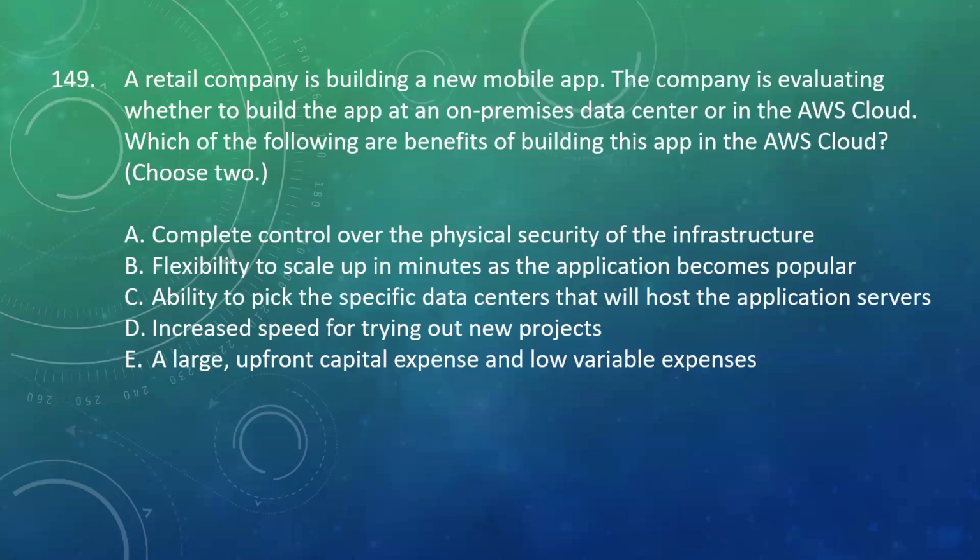Now we already have the two right options, which are option B and option D, but let's look at option E, why this is not correct. A large upfront capital expense and low variable expense. This is the classic definition of capital expenditure. But here in cloud, remember my statement, we make a move from capital expenditure to operational expenditure. So this is not the correct option.